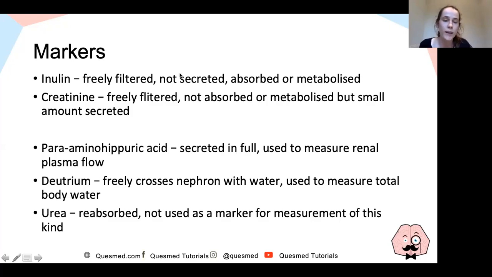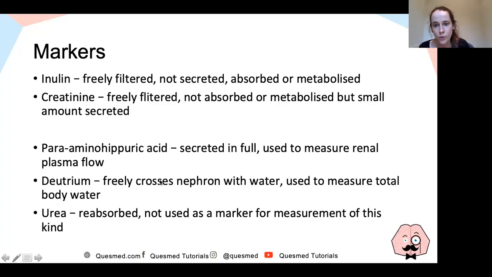However, because it's quite expensive to run continuous infusions and very time consuming, it's generally only used in research. Creatinine, which is much easier for us to measure and still gives us a fairly accurate estimated glomerular filtration rate, is freely filtered, not absorbed, not metabolized, but a small amount of it, as I said, is secreted. So because it's secreted into the nephron, it seems like more of it is getting filtered away. Para-aminohippuric acid is secreted in full, and so as we said, it's used to measure renal plasma flow.